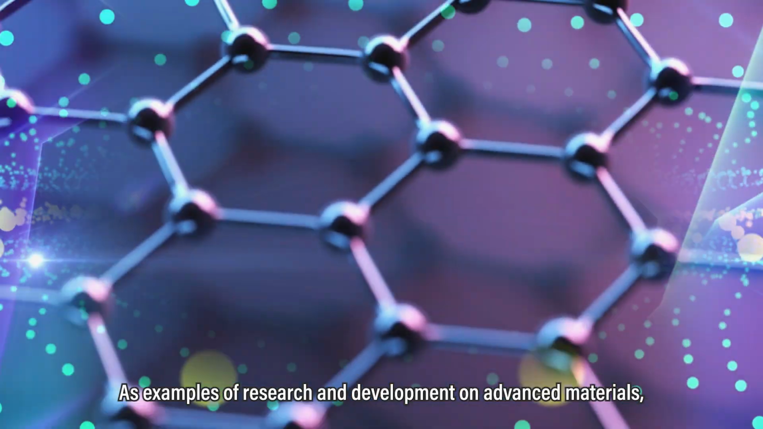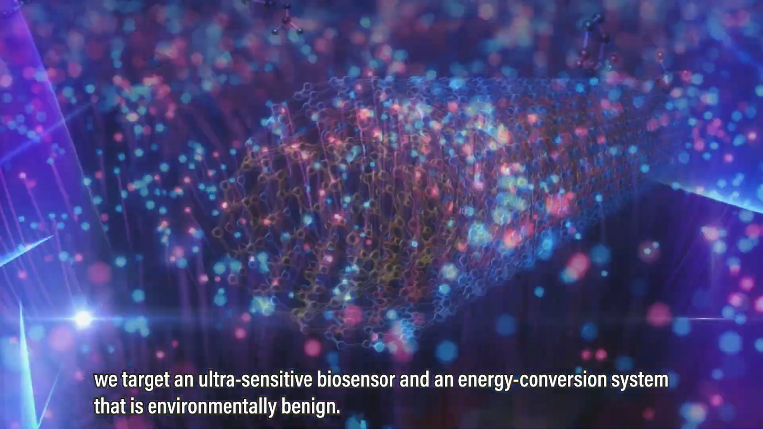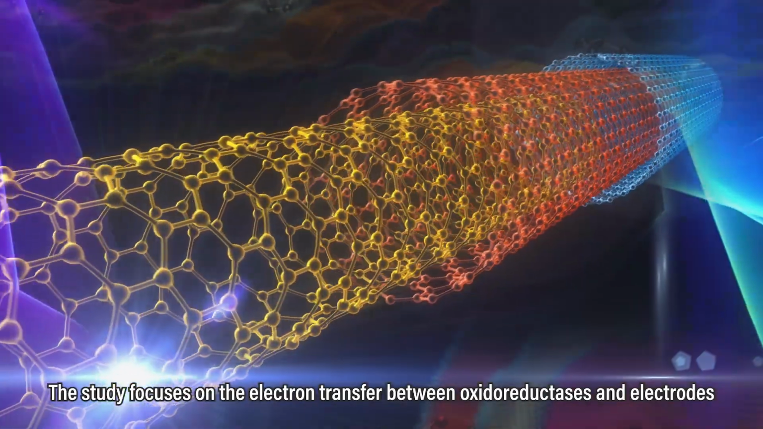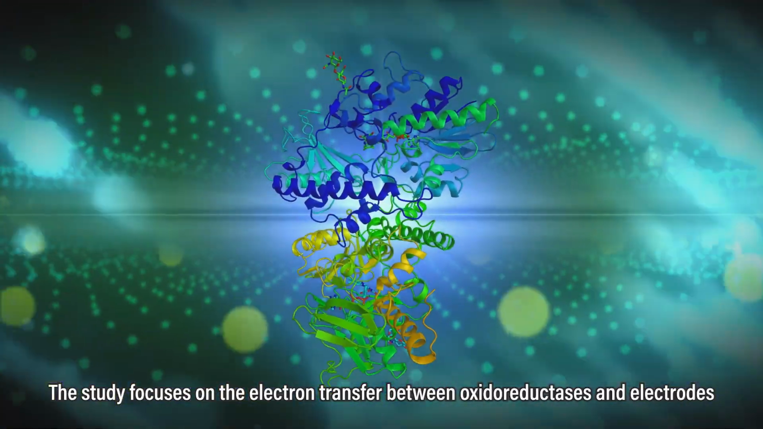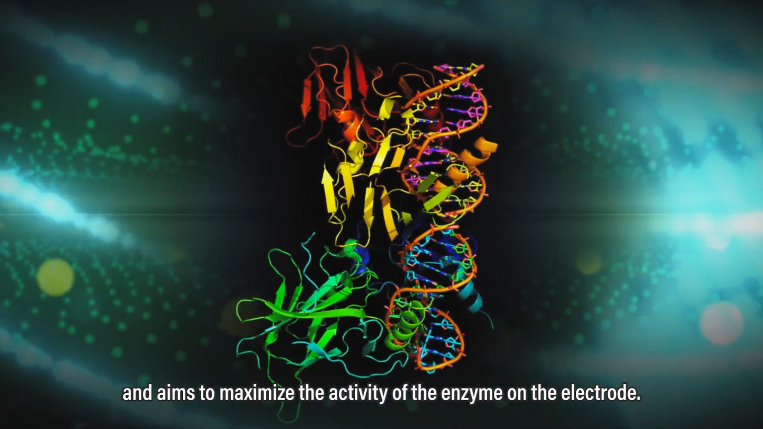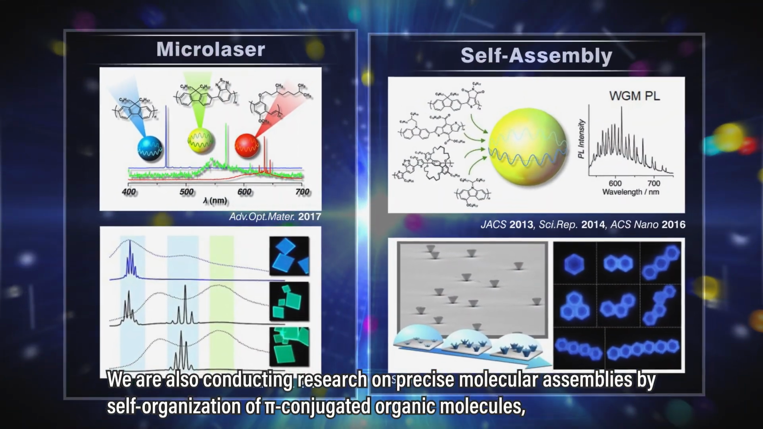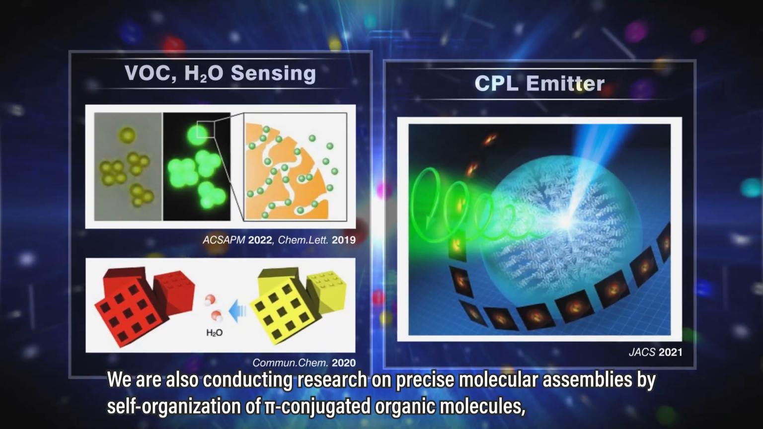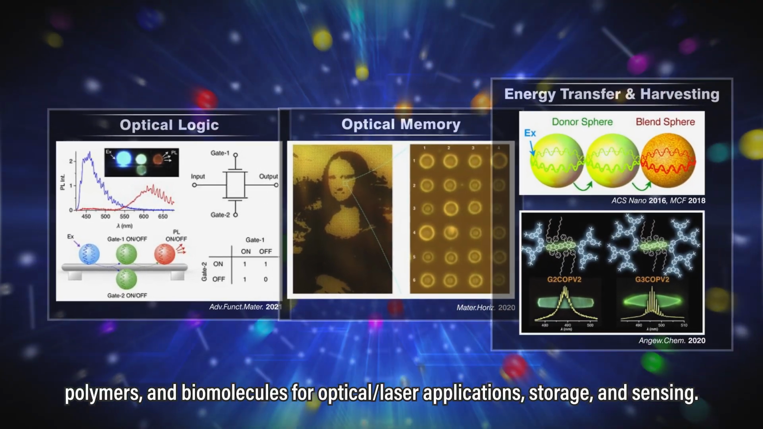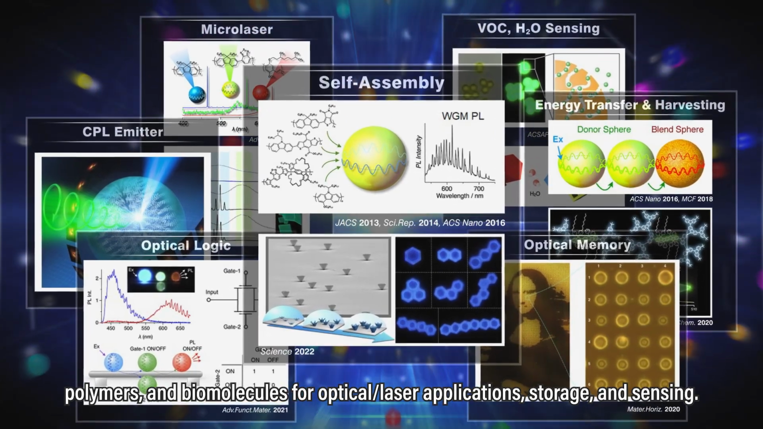As examples of research and development on advanced materials, we target an ultra-sensitive biosensor and an energy conversion system that is environmentally benign. The study focuses on the electron transfer between oxidoreductases and electrodes and aims to maximize the activity of the enzyme on the electrode. We are also conducting research on precise molecular assemblies by self-organization of pi-conjugated organic molecules, polymers, and biomolecules for optical or laser applications, storage, and sensing.